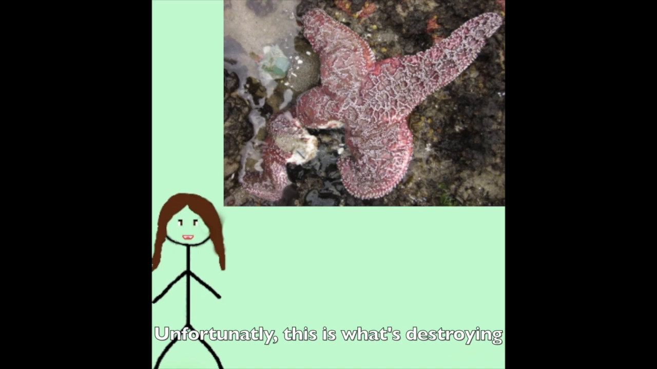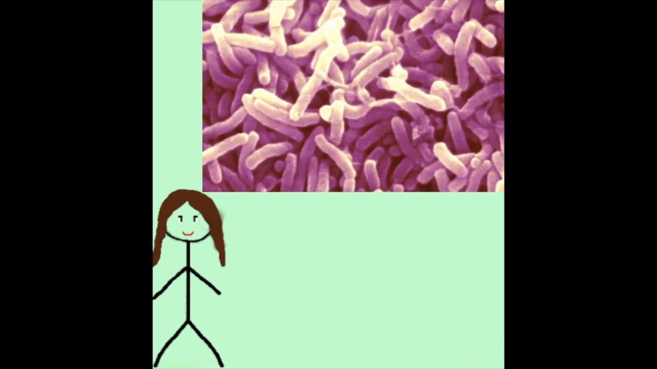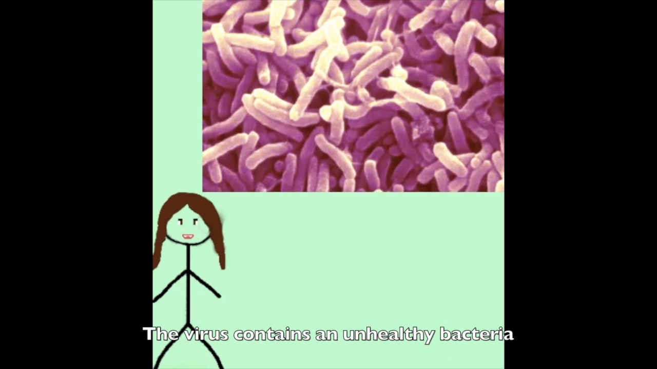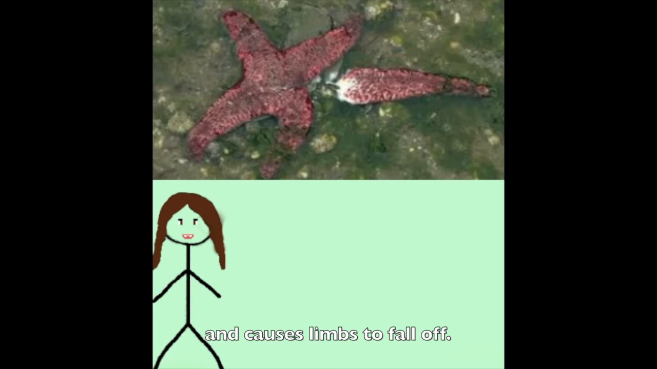Unfortunately, this is what is destroying the population of sea stars around the world. The sea star wasting disease is taking a huge toll on all of the ecosystem and everything that is connected to sea stars. Scientists think that this is happening due to a virus. The virus contains unhealthy bacteria called Vibrio that overtakes the sea star's health. The virus attacks the body and causes limbs to fall off.